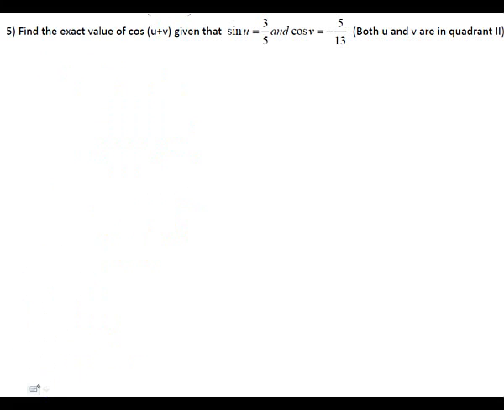Alright, it tells us we're in quadrant 2. This is one of the ones where we do need to look at the triangles, so I'm going to go ahead and draw my triangles first, and then I'll write out my pattern. Okay, so I've got my 2 triangles. I've got U, I've got V. What is the ratio for sine?